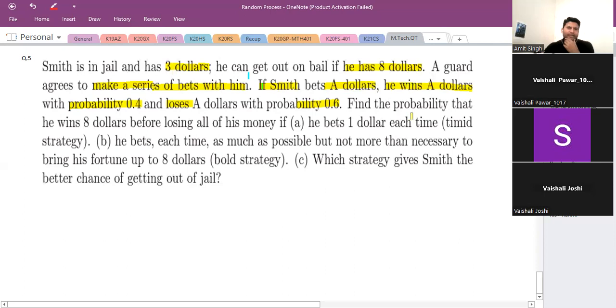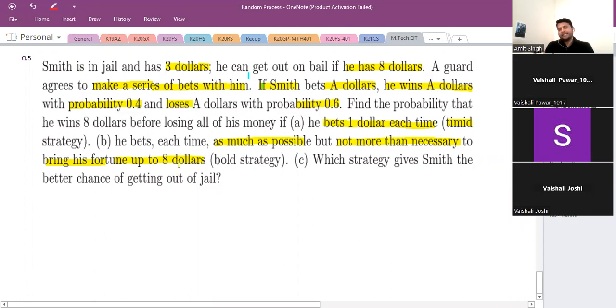Now we need to find the probability that he comes out of the jail, with the condition that we start with a $1 bet each time, the timid strategy, as we also call it. The second is that he bets each time as much as possible, but not more than necessary to bring his fortune up to $8. The game will be stopped if he loses everything, that is 0, or if he has a total of $8.